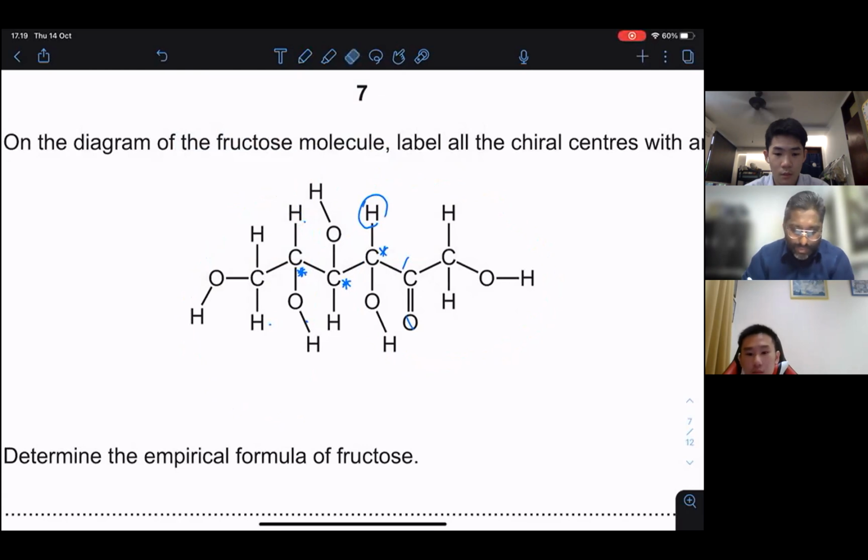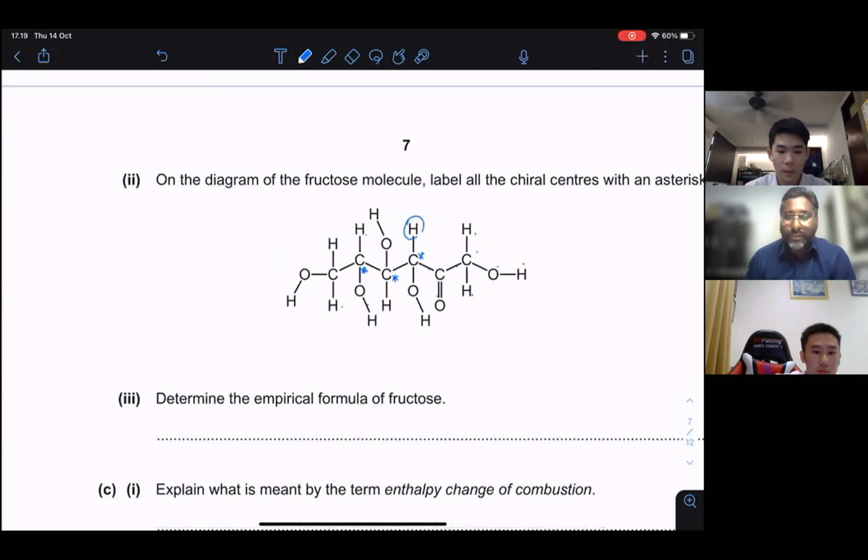And you can see here, this one, no. You see the same 3 groups only. You need to have 4 groups, so cannot. You see 2 H groups, cannot. O and H cannot. So in total, how many chiral centers over there? There are total 3.